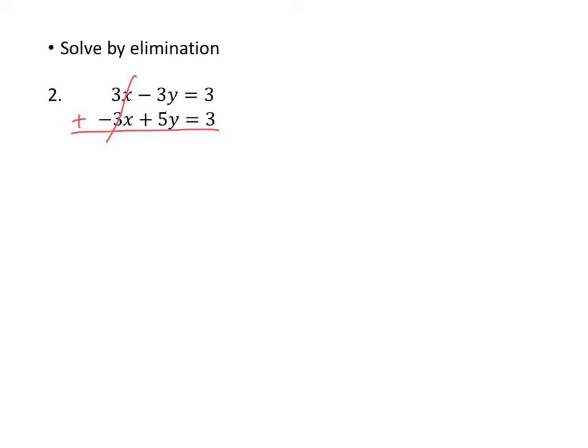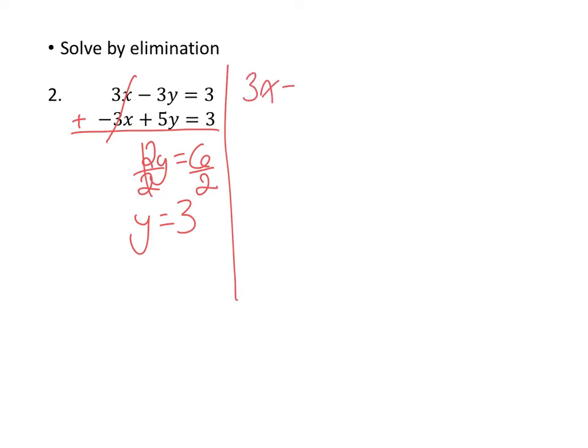So I'm going to be able to eliminate my x this time, okay? So now I have negative 3 plus 5, which equals 2y. 3 plus 3 gives me 6. Divide by 2. y equals 3. So this time I solved for y first, so now I'm going to plug in my y value into one of my equations to find my x value.